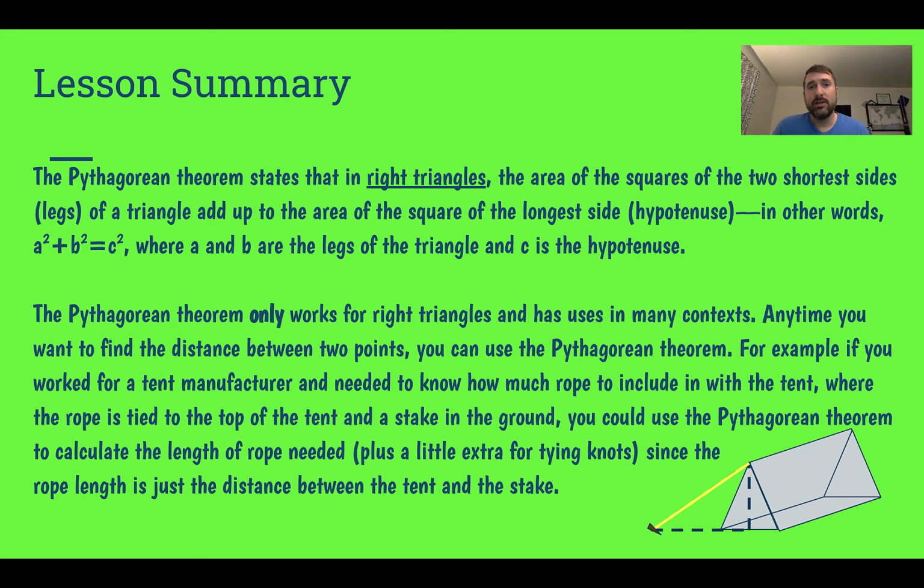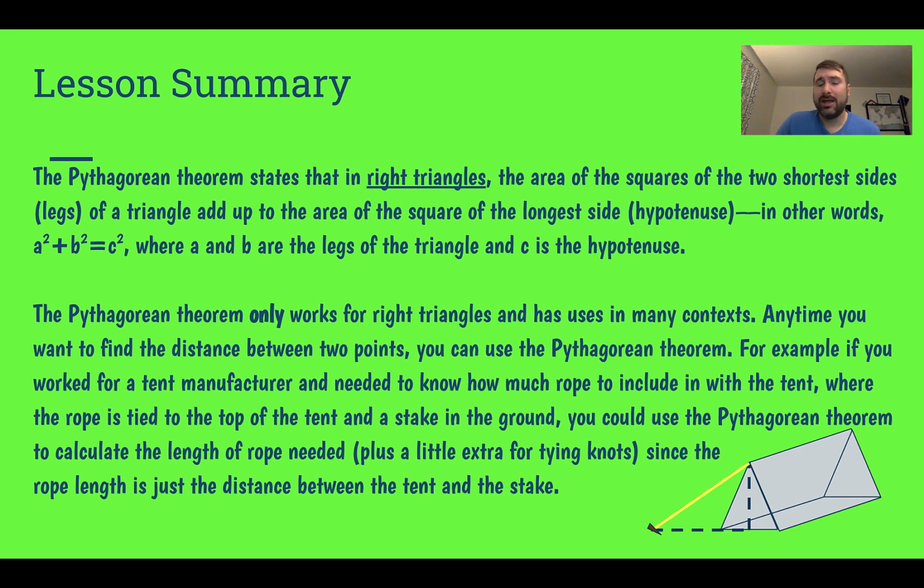You could use the Pythagorean theorem, calculate the length of rope needed just based on how tall your tent was and how far away you need the stake to be in the ground. That'll tell you how much rope you need to get it exact. Then you might want a little more so you can make knots, but you're just using the Pythagorean theorem. So the rope would end up just being the distance between the stake and the tent.